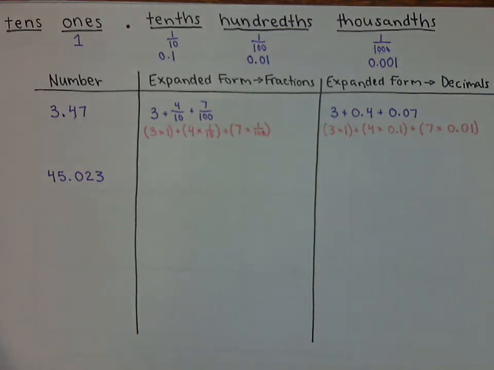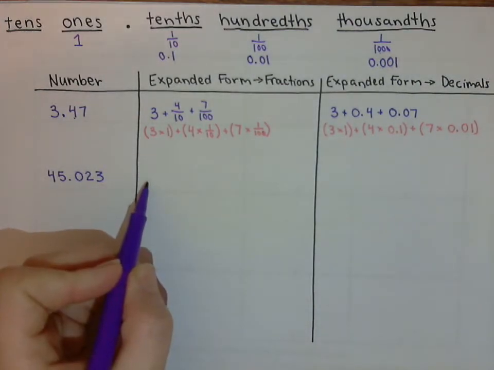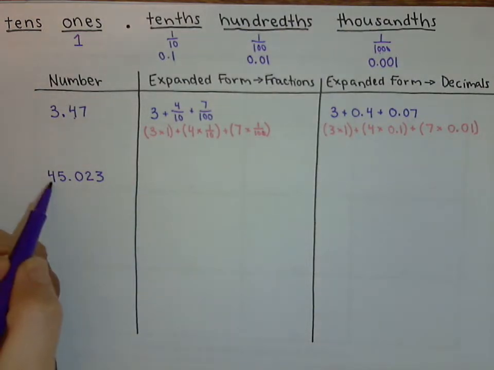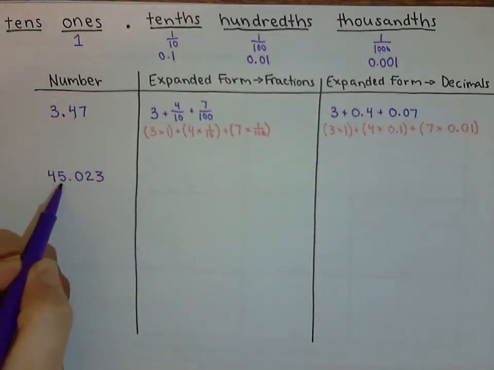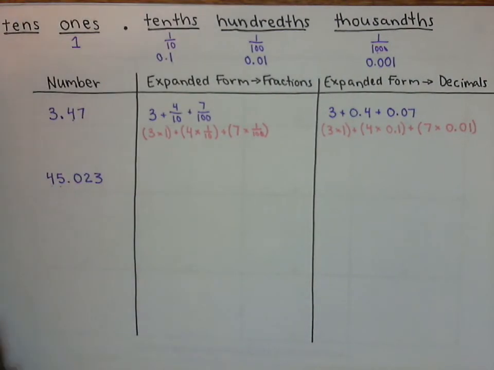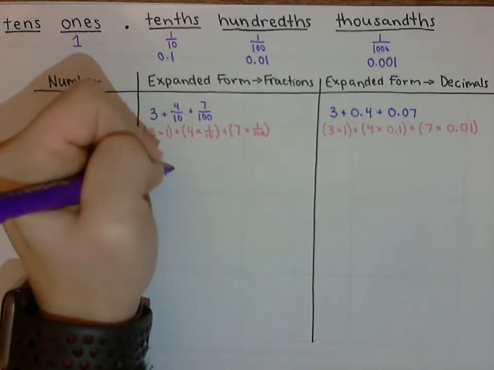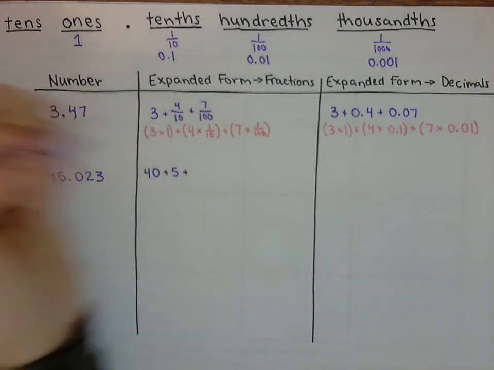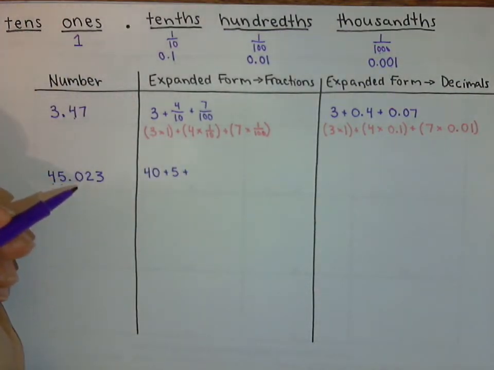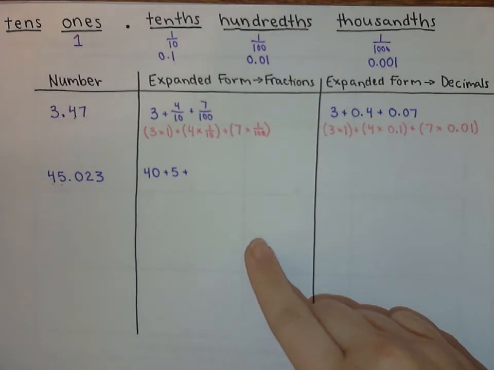All right, here we have 45 and 23 thousandths. So always pay very close attention to our place value. All right, so if we wanted to write this in expanded form using fractions, we have to, again, make sure we're not just writing 45. We have to put everything in its place value. So the value of the 4 is 40. The value of the 5 is 5. The value here, we don't have any tenths, so I don't have to include that in my addition statement. So I'm going to move on to the hundredths.